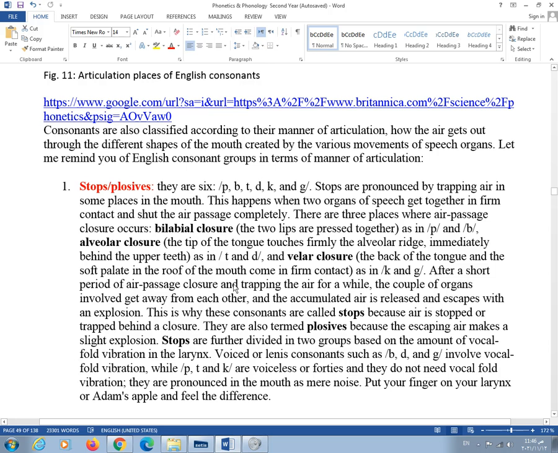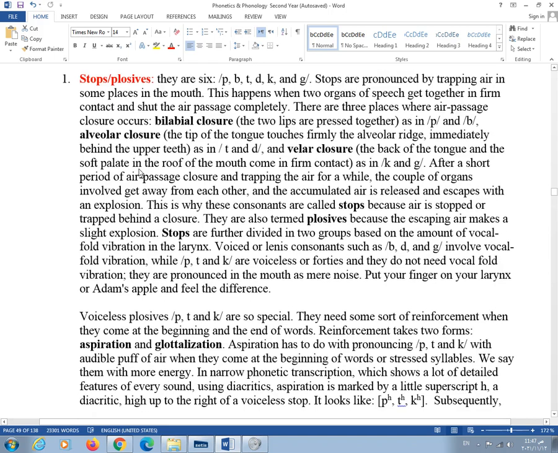pronounce k and g. Okay, so these are the 6 stop consonants, and as we said, there are 3 positions for stopping the airstream and blocking the airway. Number 1, bilabial closure. Number 2, alveolar closure. And number 3, velar closure. And in each closure, okay, we have a couple of consonants to be pronounced.